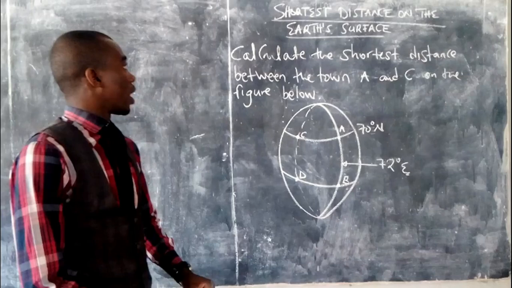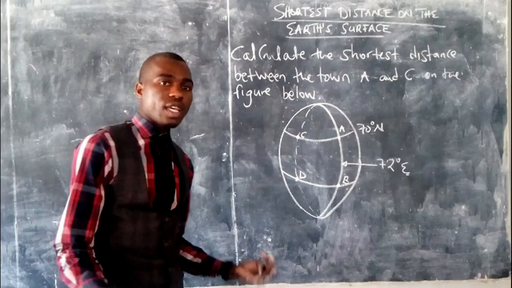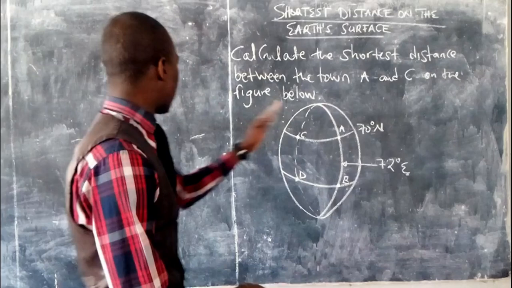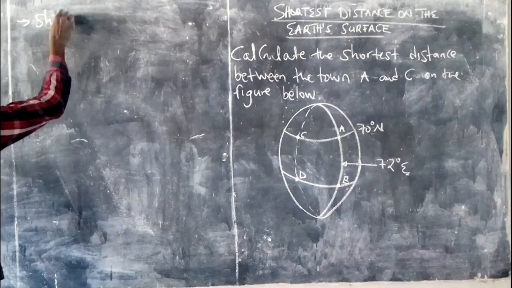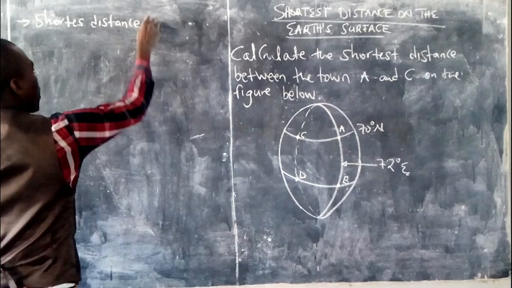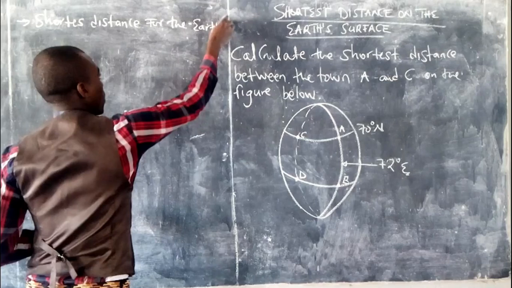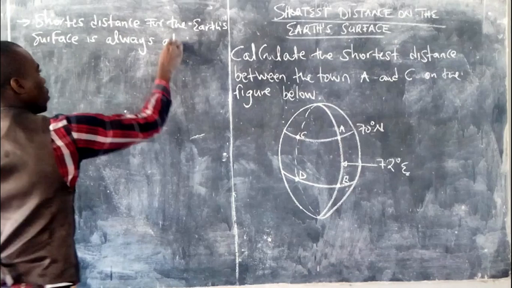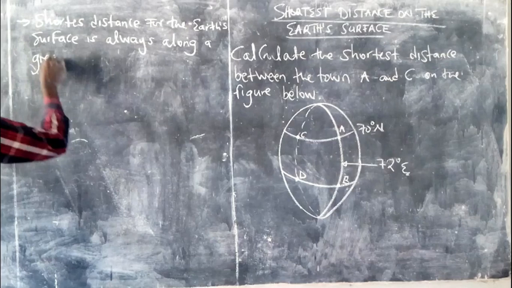Okay, so let's also learn about shortest distance on the Earth's surface. Now, you know that there are two distances on the Earth's surface. It's either the distance along a great circle or the distance along a small circle. Now, the shortest distance here is very simple. One thing that you have to know is please note that the shortest distance on the Earth's surface is always along a great circle.